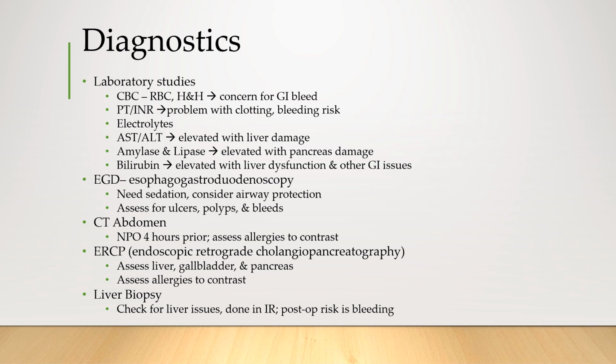An EGD, this is an upper scope. The patient would be sedated, they would be intubated for an EGD, and we need to be aware of airway protection during this. An EGD is going to show ulcers, polyps, any type of bleeding in the upper GI. CT scan of the abdomen, we do prefer at least the patient be NPO 4 hours before so everything can settle down. An ERCP, this is going to look at liver, gallbladder, gallstones, pancreatic, all the ducts that have anything to do with this.